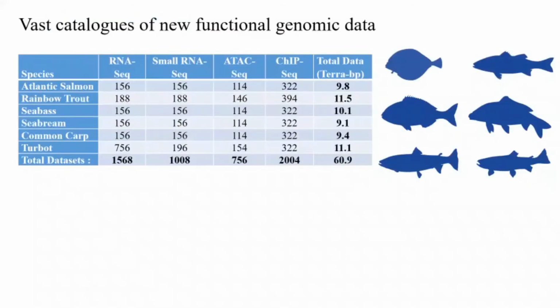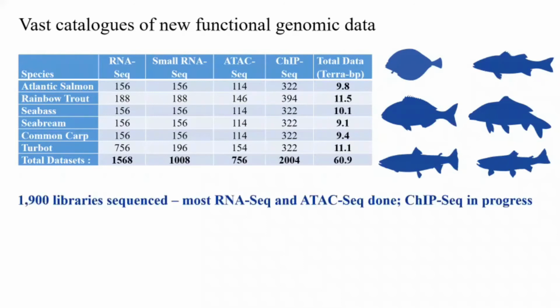The project is in a very intensive phase of generating data now, and many participants on this course have been centrally involved in this ongoing enormous effort. This table's a bit dated. Matthew could probably give an update that was more accurate. But we're well underway now in this project. Around 2,000 libraries have been sequenced, which is mostly RNA, and ATAC-seq work has been done, and the ChIP-seq is in progress in the different species.